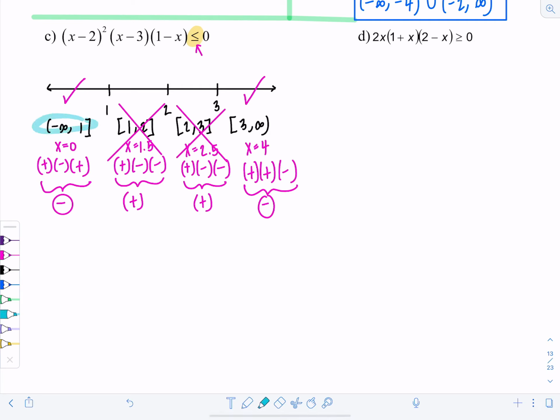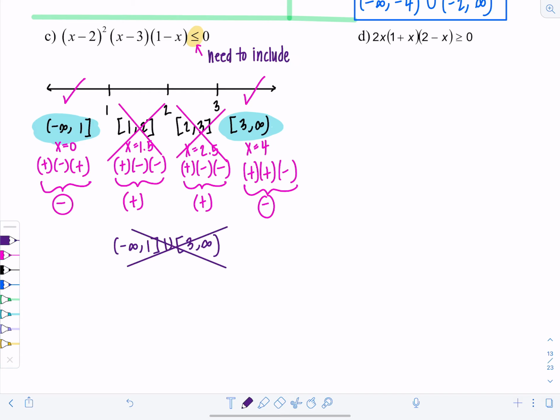Okay, so it looks like only the interval from negative infinity to 1 and from 3 to infinity satisfy the inequality. But notice something we forgot. We forgot a solution. So negative infinity to 1 union 3 to infinity is missing something. This is not the answer. I'm so sorry. Look back at the inequality. It says less than or equal to 0. So we need to include all of the zeros, not just the values that make the inequality negative.